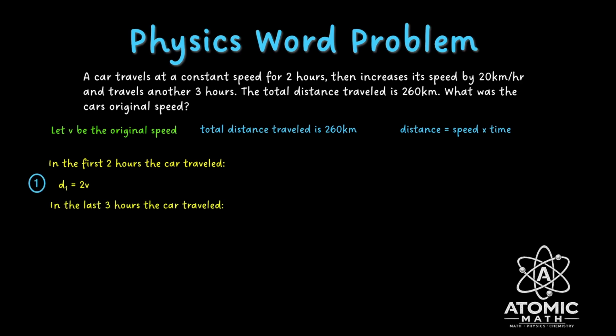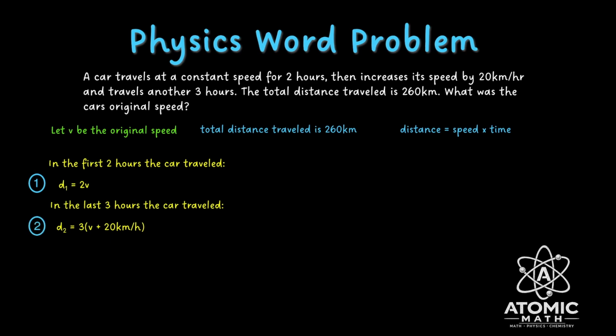Now, in the last 3 hours, we can write the distance as 3 times the speed that I was going in those 3 hours. Now, we don't know what it is, but we do know that it's 20 kilometers per hour more than I was going in the first 2 hours. So we can express that as v plus 20. Okay, that's going to be our equation 2.